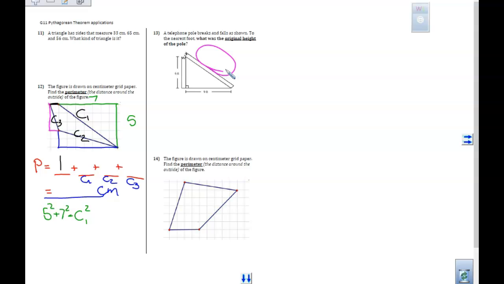So once I find that distance, what am I going to do with it? Add it to 9 or 6? Add it to 6, right? Because it's as if this pole was standing all the way up, right? It wants to know its original height. So the key thing in this unit, what surprises me the most, is students don't read the questions carefully. So just make sure you're reading. So today, I would focus on the Pythagorean theorem part, okay?